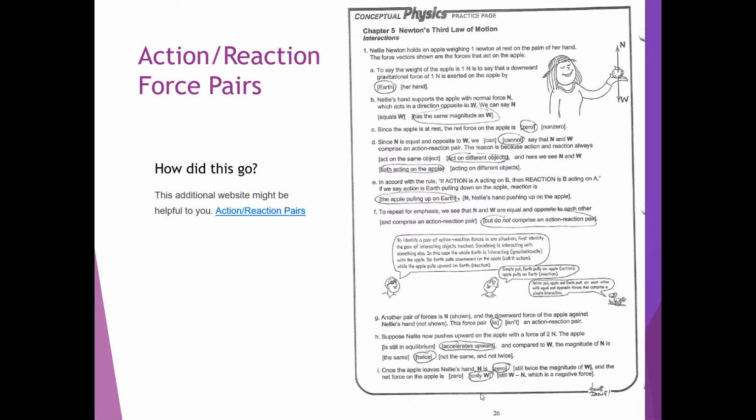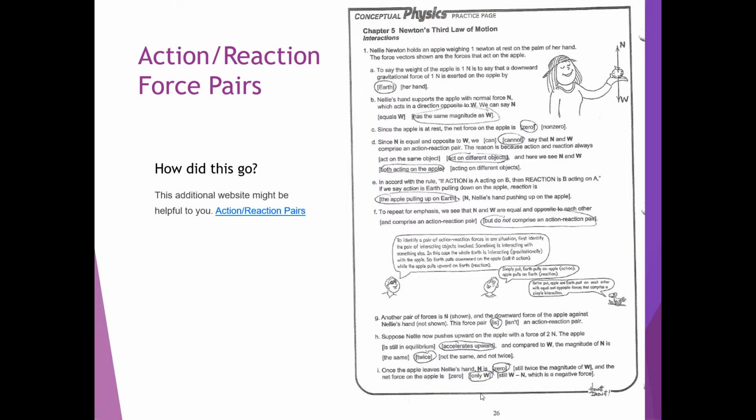D, since N is equal and opposite to W, we either can or cannot say that they comprise an action-reaction pair. Well, they are not, and that's because they act on different objects. Here we see N and W both acting on the apple. So action-reaction pairs have to act on different objects.